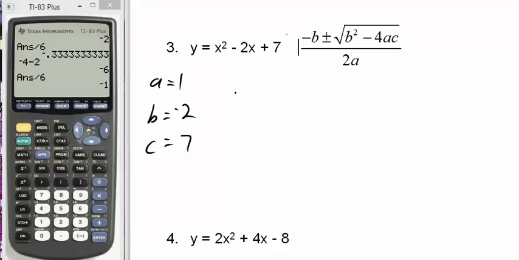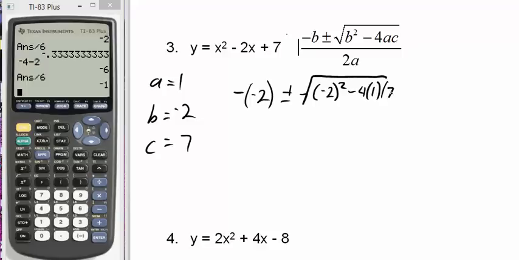Alright, so I have minus negative 2, which would be positive 2, or you can type it in the calculator that way, minus the square root of negative 2 squared. It's important that you put these in parentheses or you're going to get a wrong answer. Minus 4 times A times C all over 2 times 1.